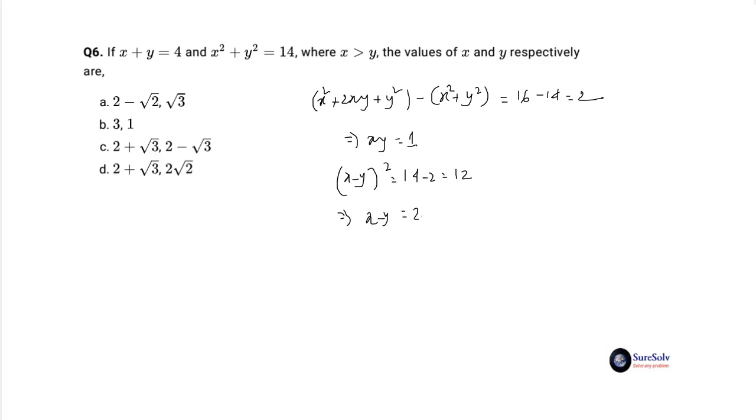As x greater than y, only the positive value of x minus y is valid. Adding this value with x plus y equal to 4 and dividing by 2, you get x equal to 2 plus root 3, and subtracting x minus y from x plus y and dividing by 2, you get y equal to 2 minus root 3. Answer is option C, 2 plus root 3 and 2 minus root 3. The problem can be solved easily in mind. Let's solve the next question.